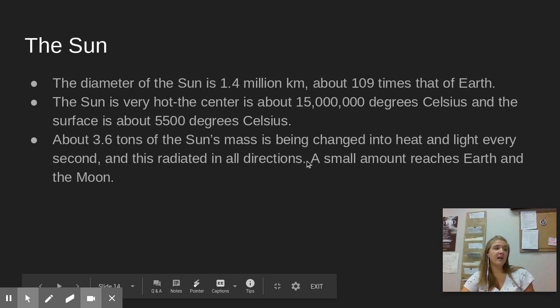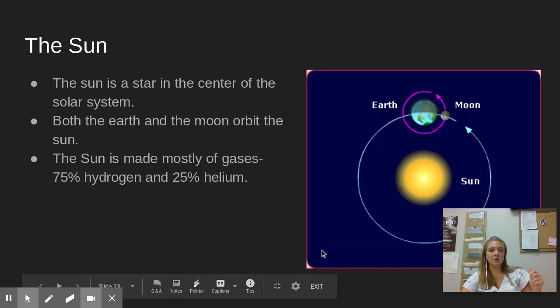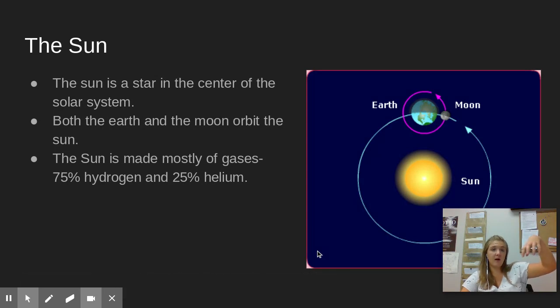And this is radiated in all directions. A small amount of sunlight reaches the Earth and the moon. So if you think about it, this is not like a flashlight, right? A flashlight, when you turn it on and point it in one direction, only goes in the direction in which you point it. This is more like a light bulb being turned on without a lampshade on it. When the sun is burning, it sends light in all directions. Okay, it doesn't just shoot in one direction towards the Earth or the moon.